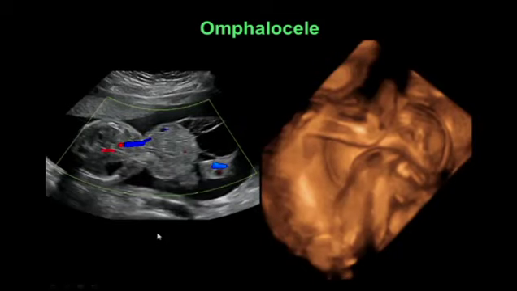Here's another fetus with a very large omphalocele. This is the fetal abdomen with the stomach here. You can see the umbilical vessels traveling into this very large mass protruding anteriorly from the fetal abdomen at this abdominal wall defect. On the 3D view, you can see the fetus draped around this very large ball of the omphalocele mass.